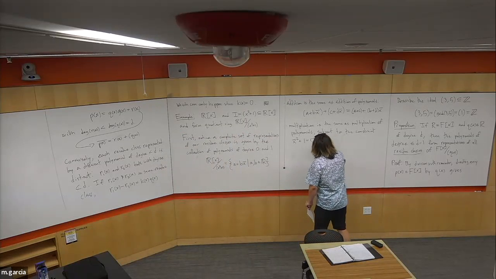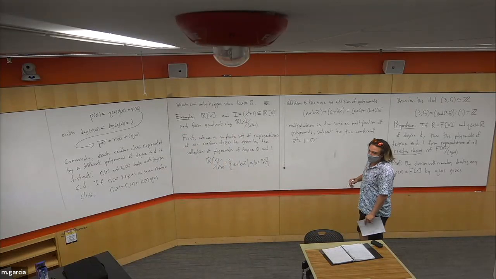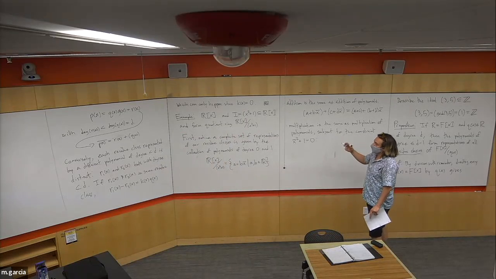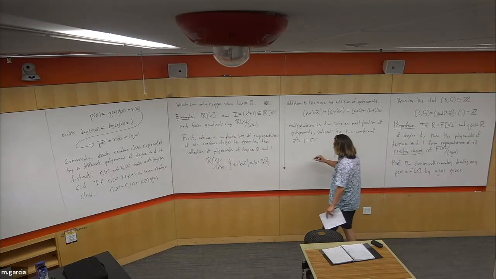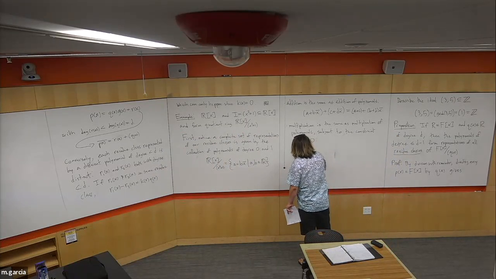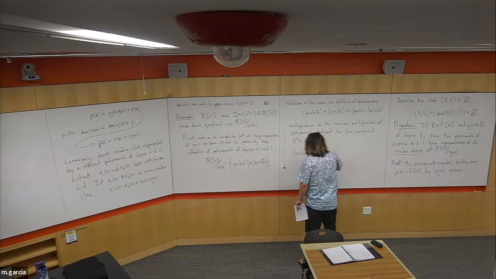Okay, so let's see what happens when we multiply two polynomials of at most degree 1 together and see what we get. So we have a plus b x bar times c plus d x bar.